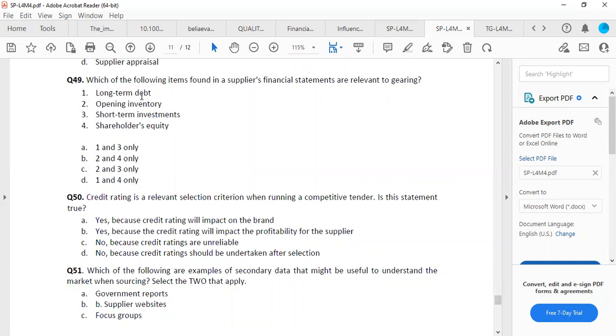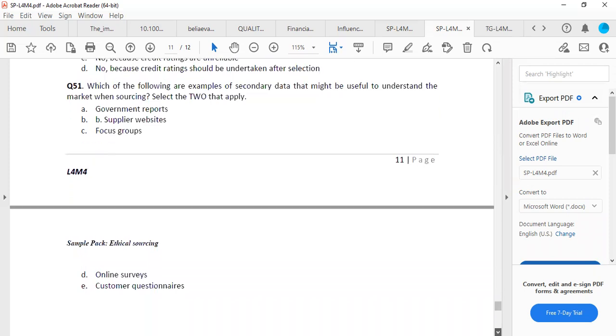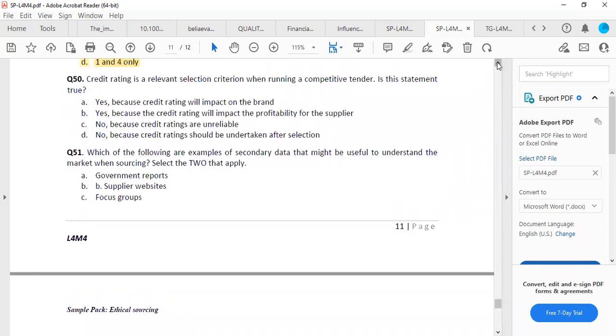Okay. Which of the following items found in a supplier's financial statement are relevant to gearing? Long-term debt, opening inventory, short-term investment, shareholders' equity. Long-term debt and shareholders' equity. Okay. Credit rating. Credit rating is a relevant selection criterion when running a competitive tender. Is this statement true?